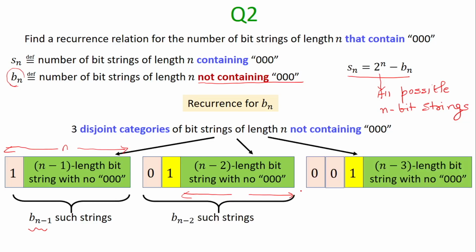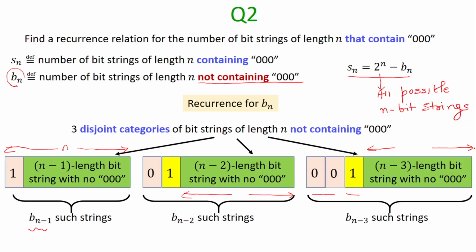And category 3 of bad strings, where the first two positions are 0. In that case, the third position cannot be 0, because if the third position has a 0, then it's not a bad string, right? Our definition of a bad string is that it should not have any occurrence of triple zero. So in category 3, we are considering the case where the first two positions are 0, the third position is 1, and after that, in order that the overall string does not have any occurrence of triple zero, the remaining substring of length n minus 3 should not have any occurrence of triple zero. How many such bad strings can I have? I can have B of n minus 3 such strings.